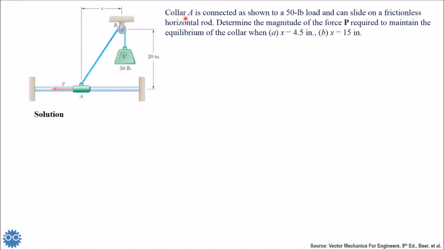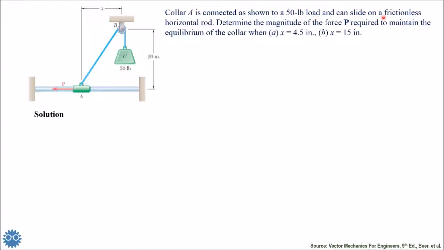So here let's read the text. Collar A is connected as shown to a 50-pound load. Notice here it says 50-pound load. So this is the force. We can use it directly. We don't need to multiply by g, the gravitational acceleration value. This is the force given directly, because it says load, 50 pounds load.